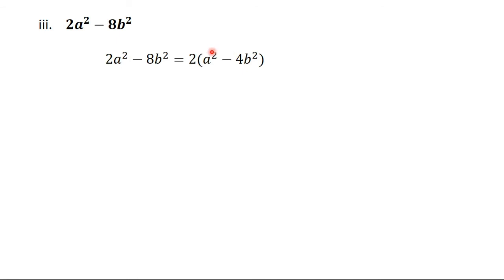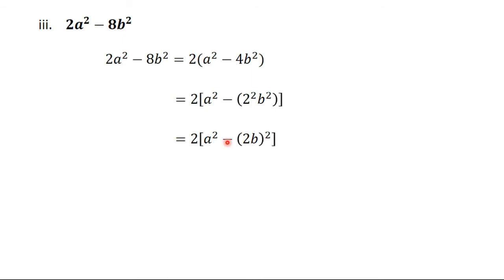Now we can work on what is in the brackets in such a way that we have a difference of two squares. We have seen that 4 can also be written as 2 squared. So 2 into bracket a squared minus 2 squared b squared can be written as a squared minus (2b) all squared. The first term is a, which is a square. The second term, 2b, is also a square. They are separated by a negative sign, so we have a difference of two squares here.